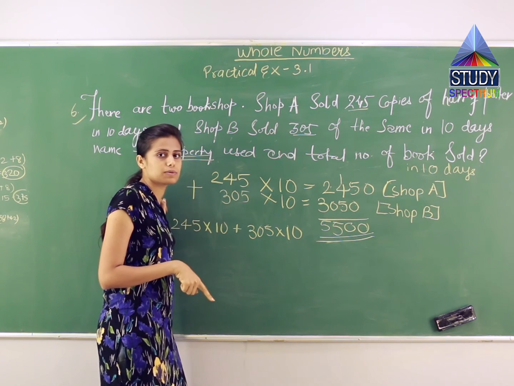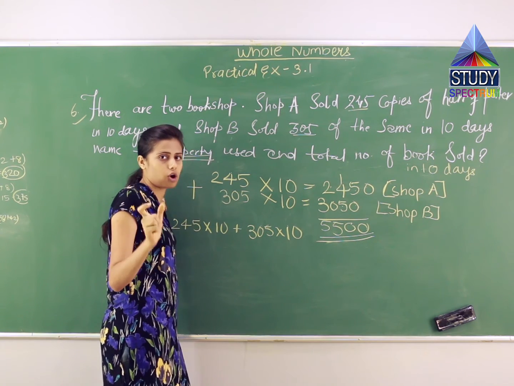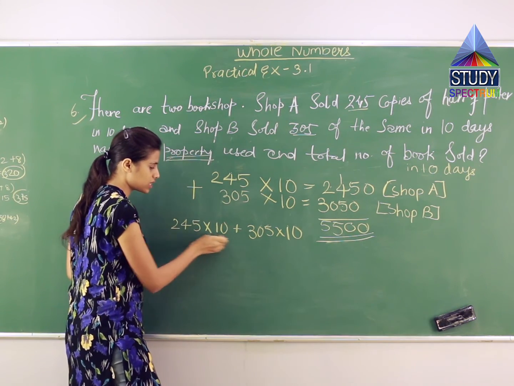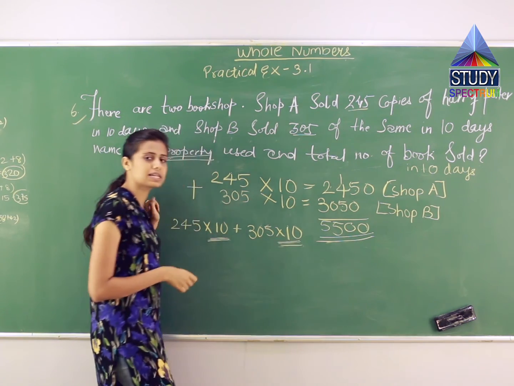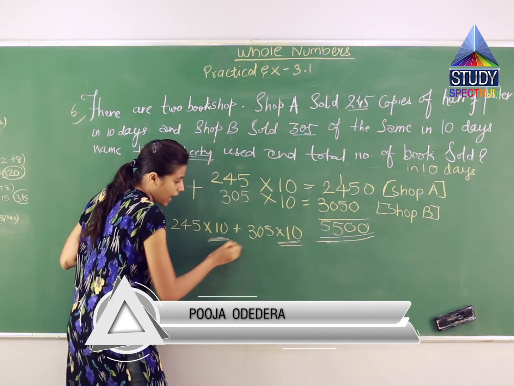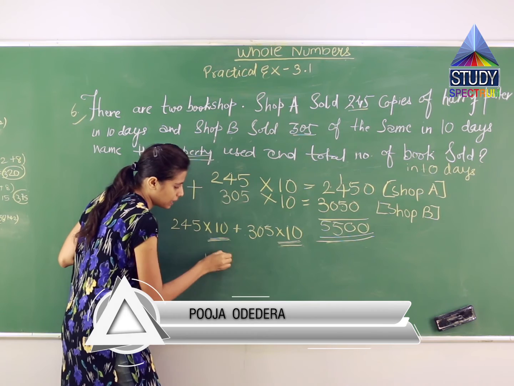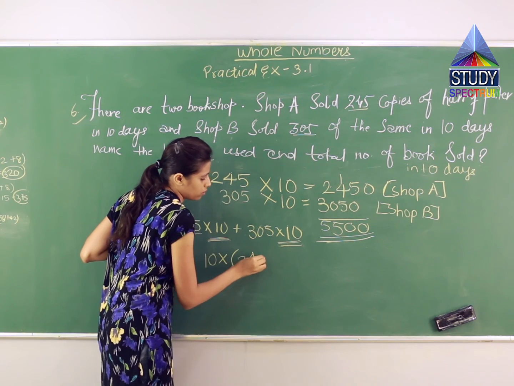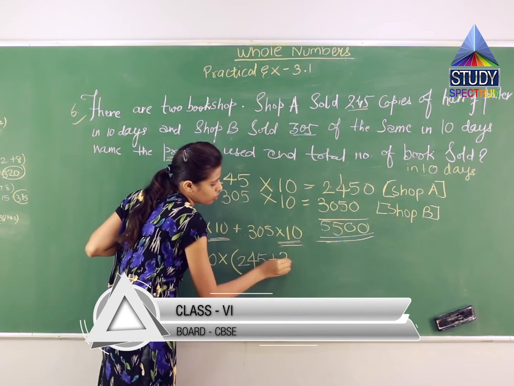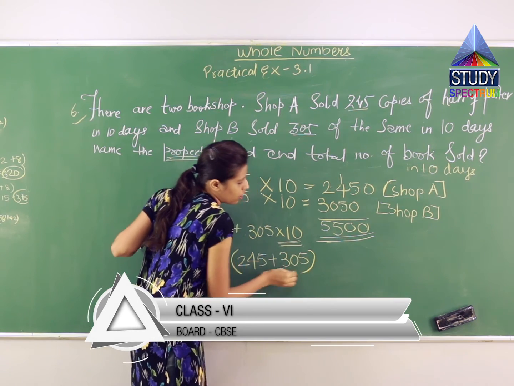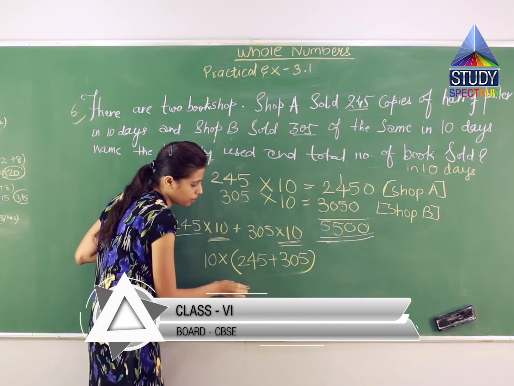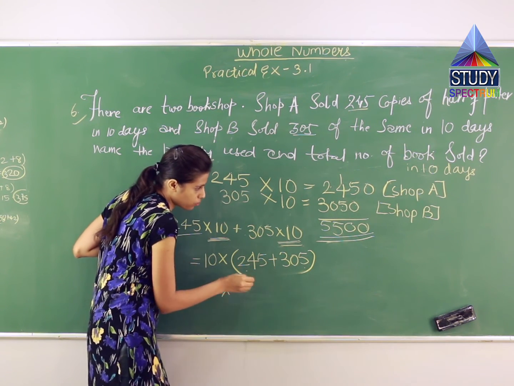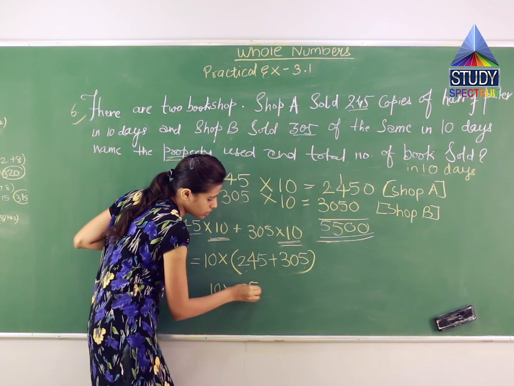Distributive property. What does distributive property say? That if something is in common, it should be outside the bracket and the remaining should be inside the bracket. Over here, can you see this multiplied by 10 and this multiplied by 10 is repeating? So what I will write? I'll write 10 multiplied by, inside the bracket, the remaining numbers, which is 245 plus 305. When you solve this, now the answer will come to be as, see, if 10 into as it is, I'll write, and when I add up this both, I'll get the answer as 550.